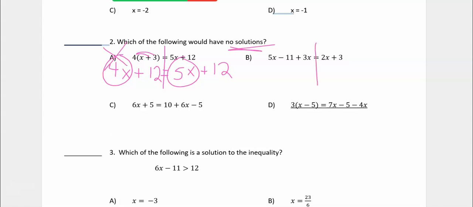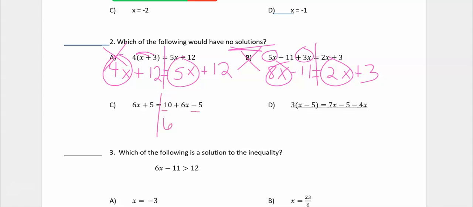If I look at B, I see that I could combine like terms over here. 5 plus 3 is 8 x's. This one is also not a special case because there's a different amount of x's on either side, so it's not B. For C, okay, when I put the numbers together on the right, I get 6x, 10 minus 5 is plus 5. Of course, the answer is D, the very last one.